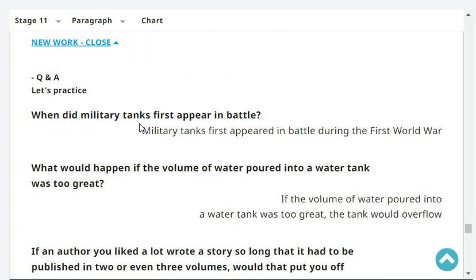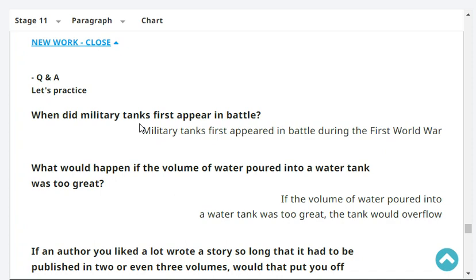Let's practice. When did military tanks first appear in battle? When did military tanks first appear in battle? Military tanks first appeared in battle during the First World War.